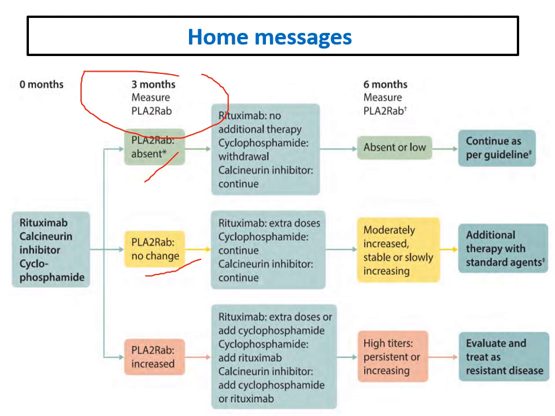No change: we should continue cyclophosphamide and CNI and can give extra doses, but after 6 months, if there is still an increasing titer, we should use combined regimens. But after 3 months, if there is an increase in the assay, we should give combined therapy. And if there is no response after 6 months, we should evaluate for resistance.